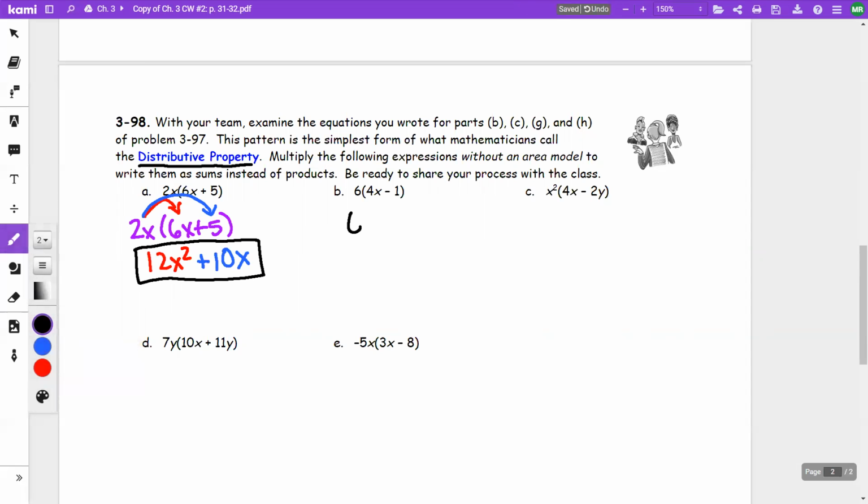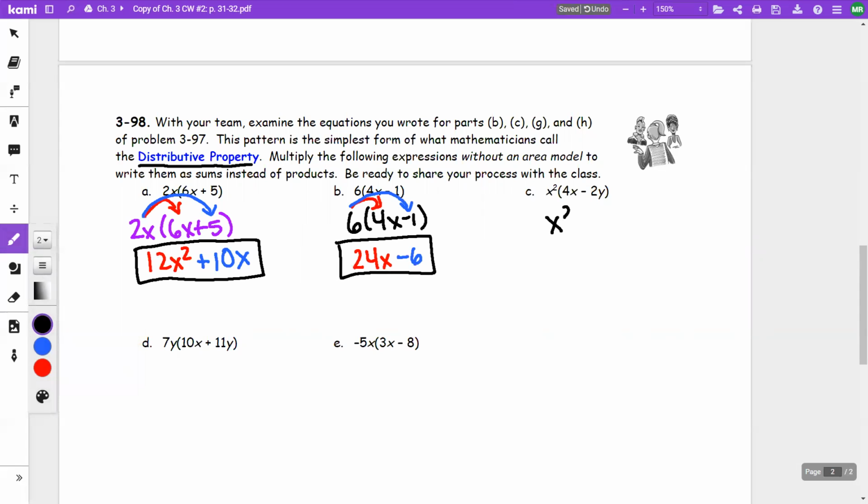On the next one, I'm going to take a 6 times 4x minus 1. And again, I'm going to take the 6 times 4x, which is going to be a 24x. I'm going to take the 6 times a negative 1, which is a negative 6. And that's your answer.